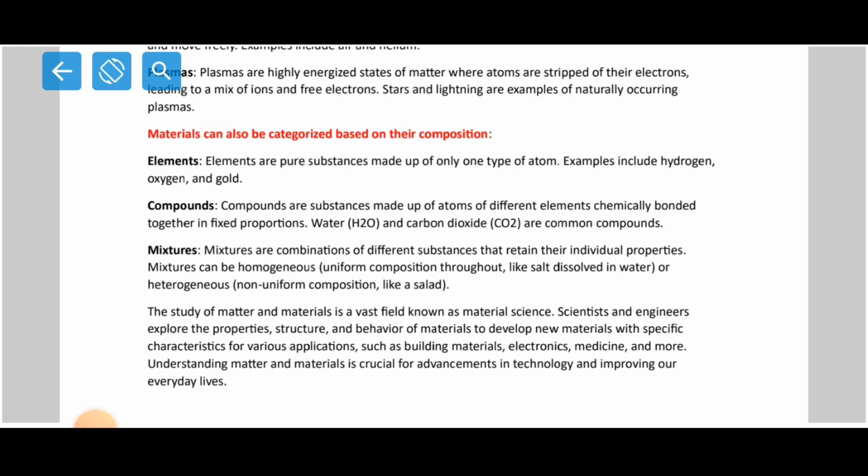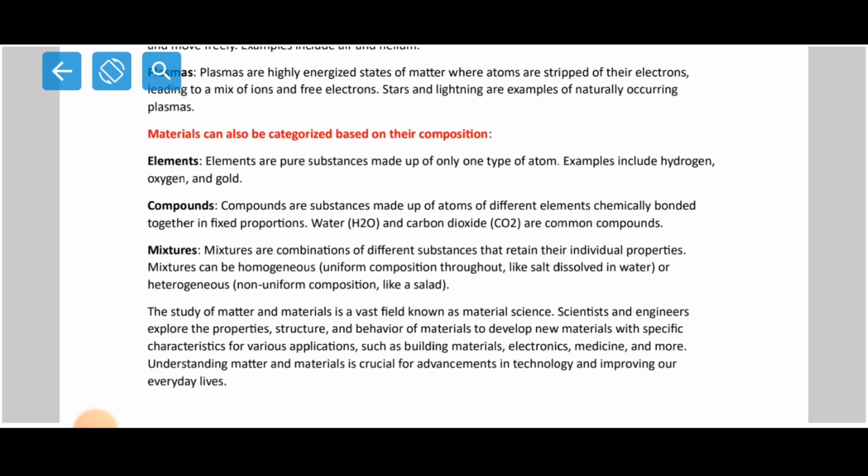Right? And compounds are substances made up of atoms of different elements chemically bonded together in fixed proportion. See, if I ask you to give me the formula of water, you will say H2O. So what is H2O? H2O is a compound. Why is it a compound? Because hydrogen is combining with oxygen. That is, two atoms of hydrogen are combining with oxygen, right?